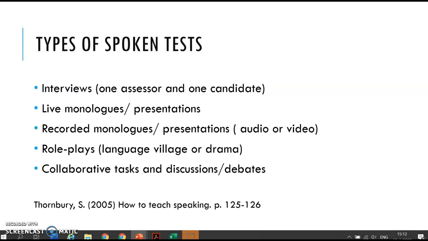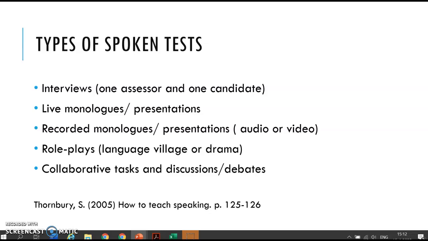A few types of spoken tests out there, this is taken from Thornbury, are very common ones. So you have interviews, which is you have the teacher and one candidate sitting down, for instance, discussing a book or an article that was read, or maybe their hobbies or something else. So an interview is back and forth interaction. Another very common one are live monologues or presentations in front of a group or in small groups, but these are very rehearsed utterances. So these, you're actually testing something else.